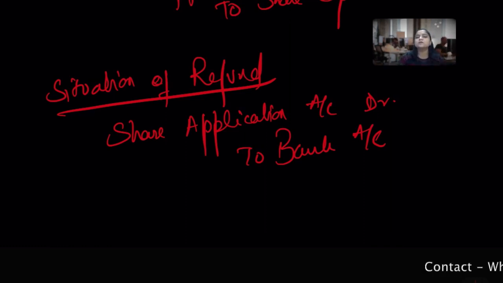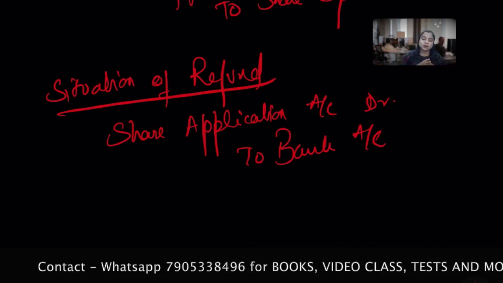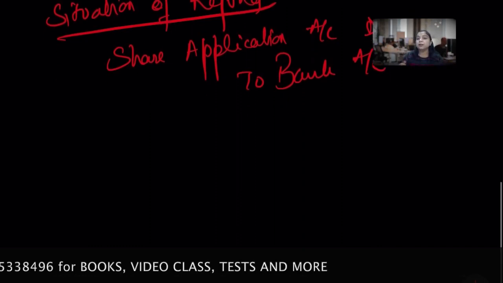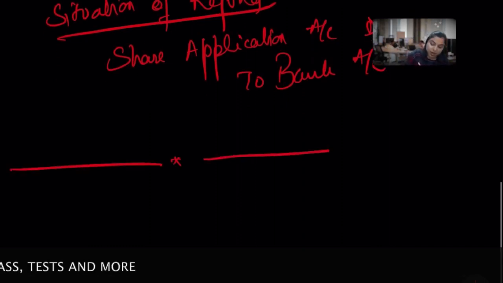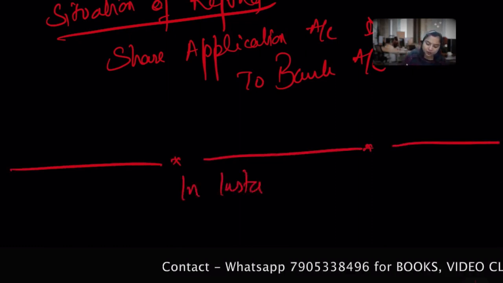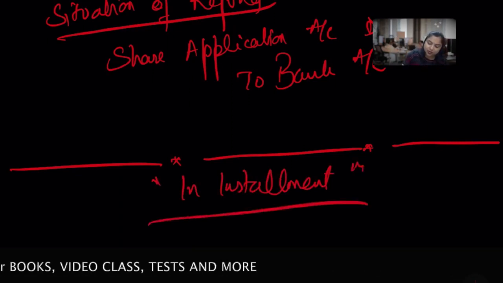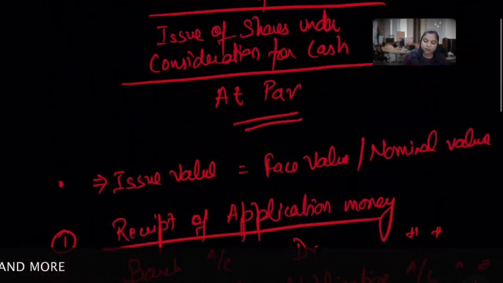So when we issue our shares at par, there are some situations where we get the payment in installments. The above one was when I receive a lump sum amount. What if I receive it in installments? So I'll discuss this. First give me a moment to conclude in the other language. Okay.